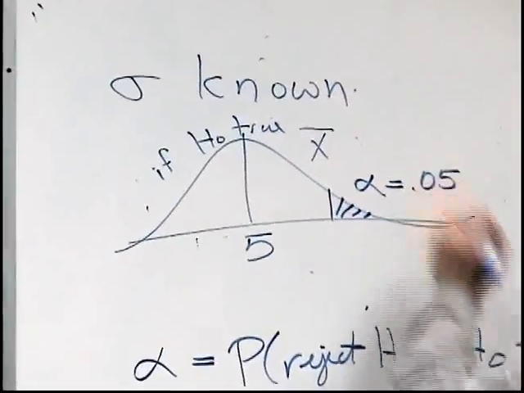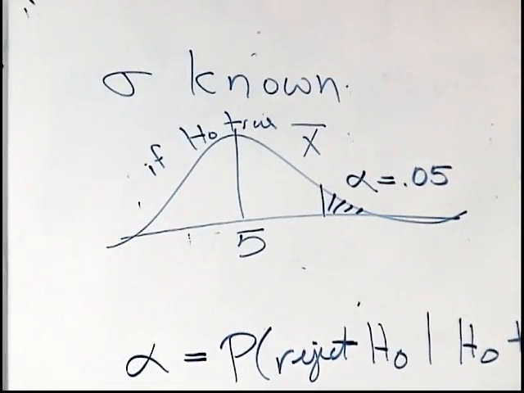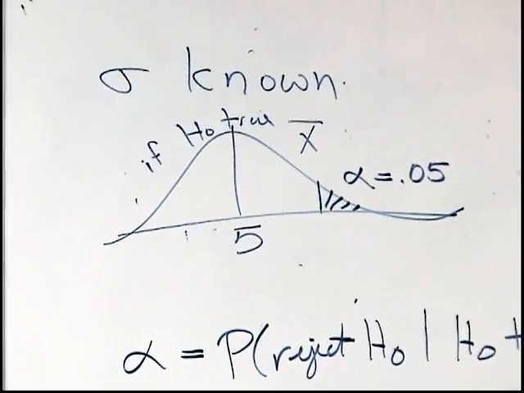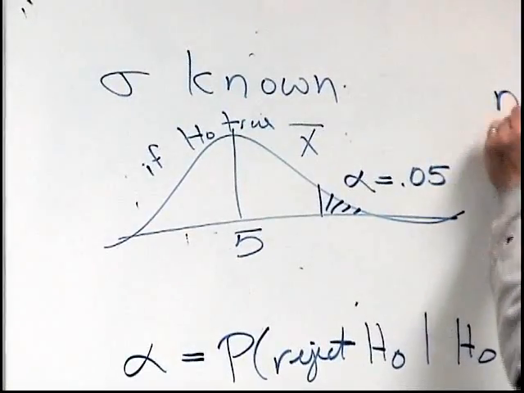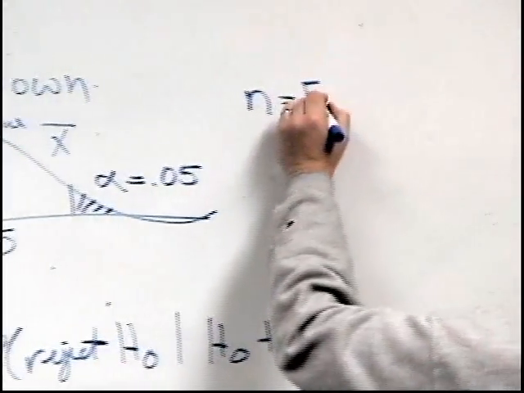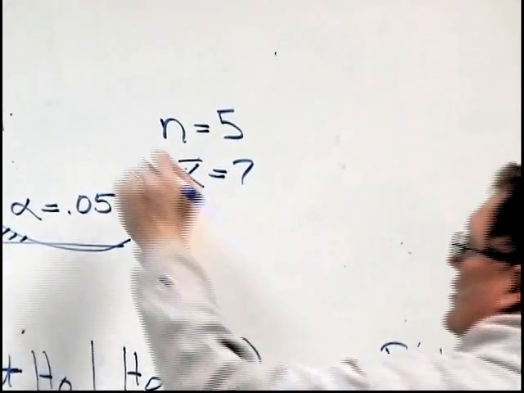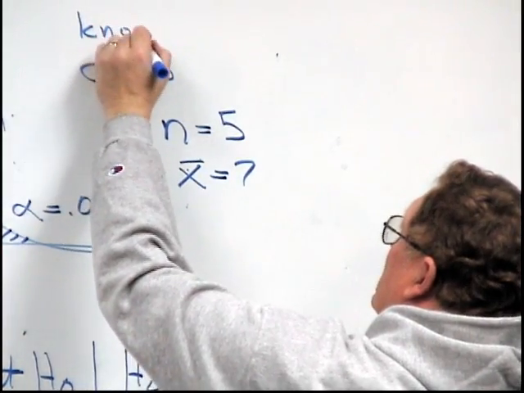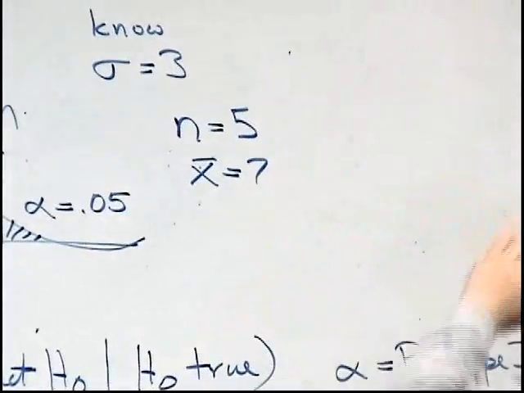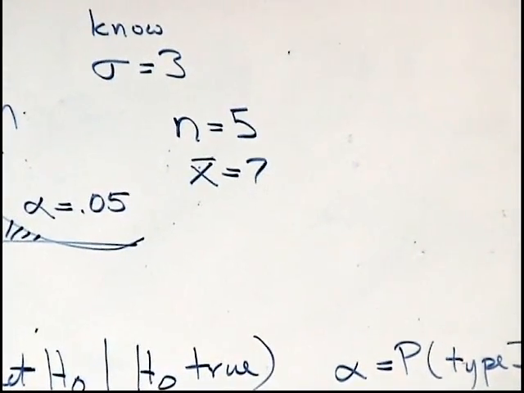In a typical problem, you're told what alpha is. So let's say we're told that alpha is 0.05. What do I make of the fact that I took a sample of 5 and got an x bar of 7? Suppose sigma is actually known. Suppose we know that sigma equals 3. How do we decide whether we should reject H0 or not?